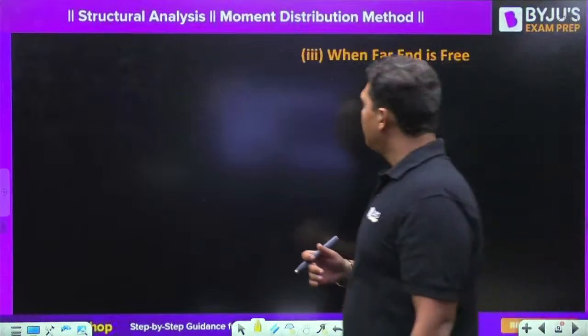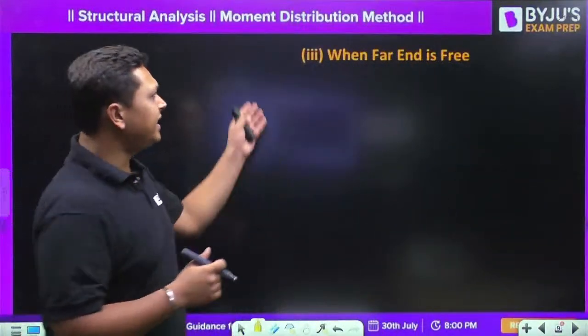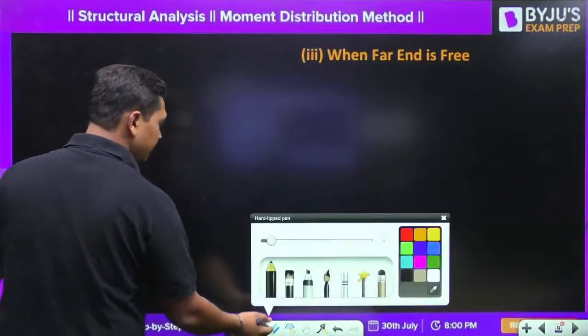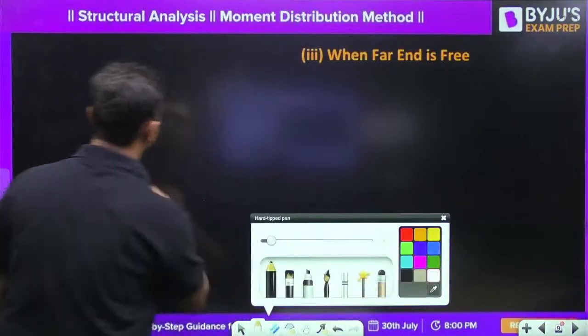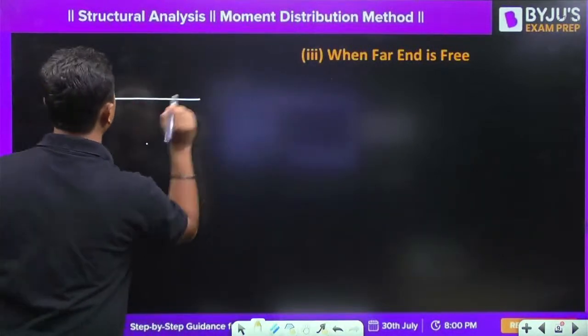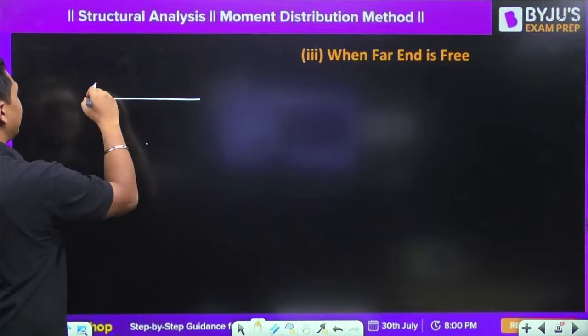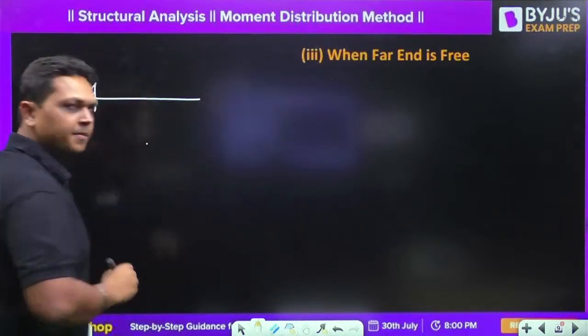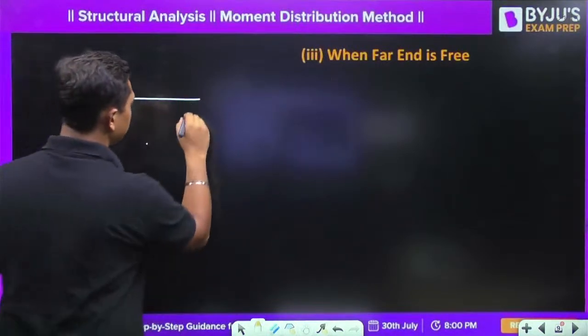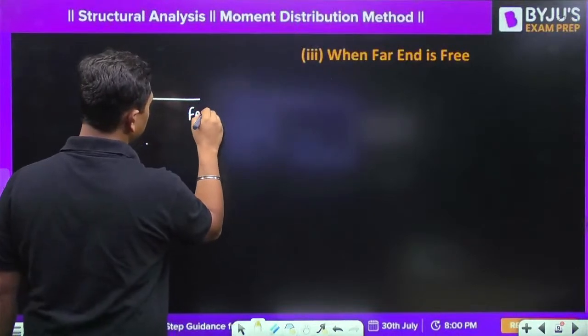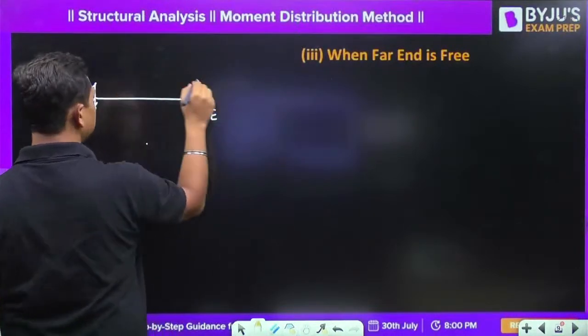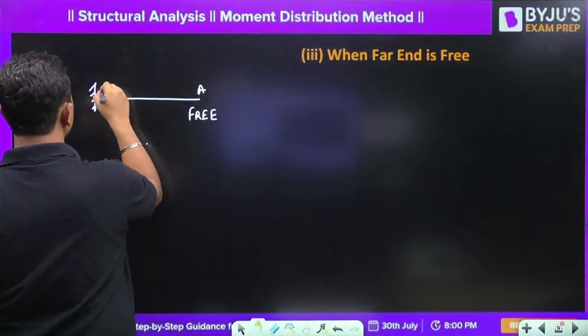Clear? Now, when the far end is free, basically it is a cantilever case. Suppose you have a cantilever beam in which one end is free and one end is fixed. So this is the free end over here. This is A, this is B.